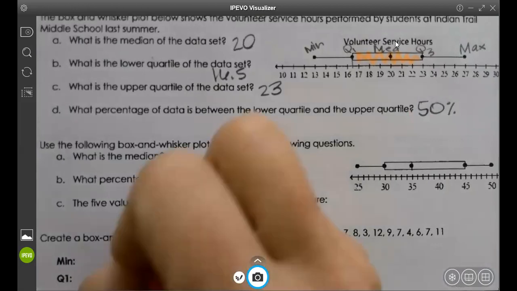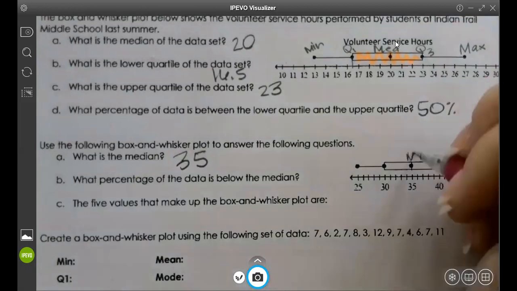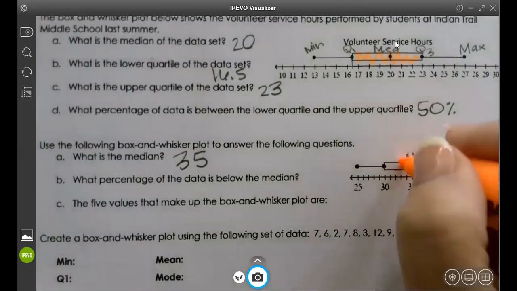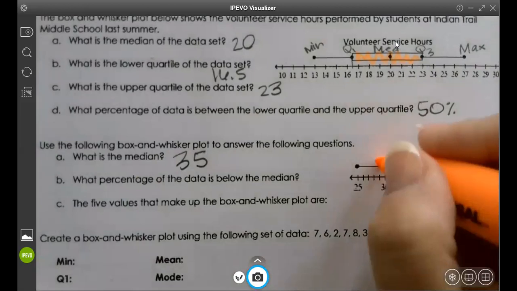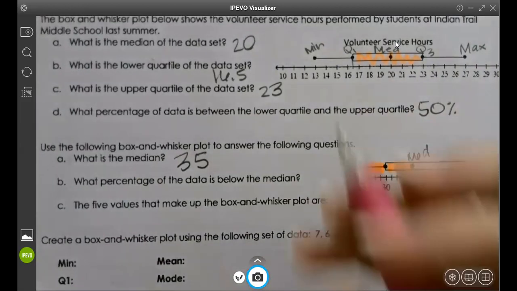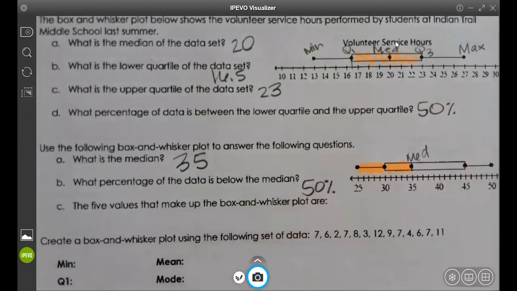35. Remember, it's the one with the straight line. So this is your median. What percentage of data is below the median? So below would be this part of the box and this line. 50. Yep. Remember, each color is worth 25. There's 2 of them. So that would be 50.